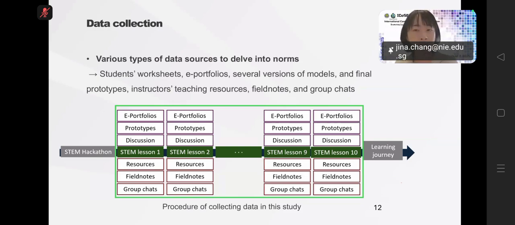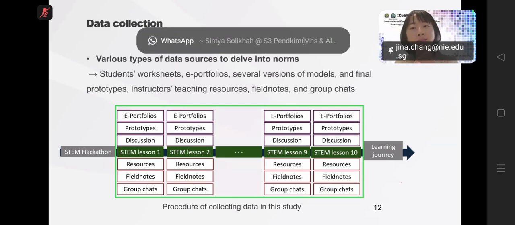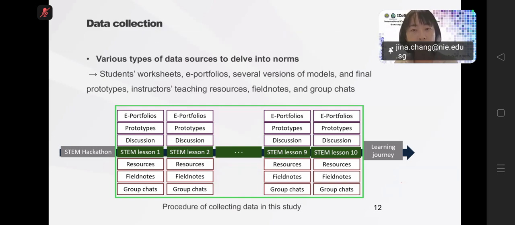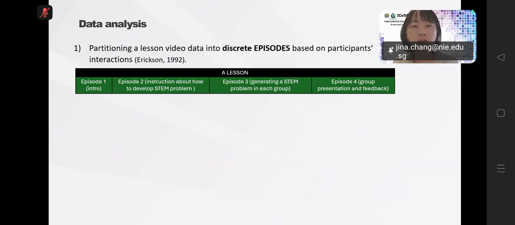And we collected the data: students' worksheets and e-portfolios, such as Padlet, and several versions of students-generated models and final prototypes. On the instructor side, we also collected the teaching resources and researchers' field notes, and group chat among instructors. These various kinds of data were collected and analyzed together. So let me introduce how I analyzed the data and how I extracted the norms.